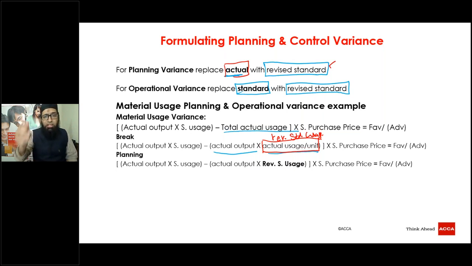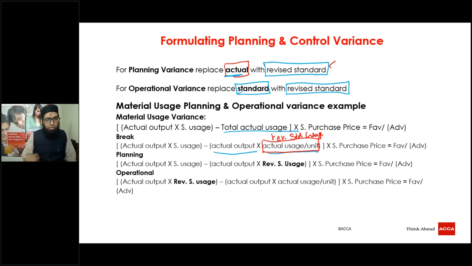The only thing that you need to learn is that in planning variance, you will be replacing actual with revised standard. And for operational, you will be replacing standard with revised standard. So this will be the formula. You can see standard with revised standard. All the other performance is the same.